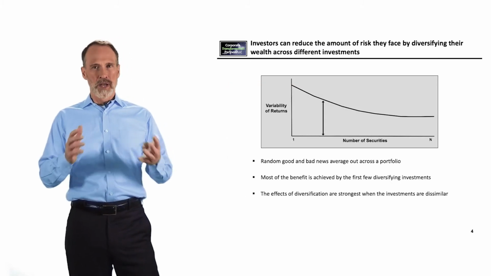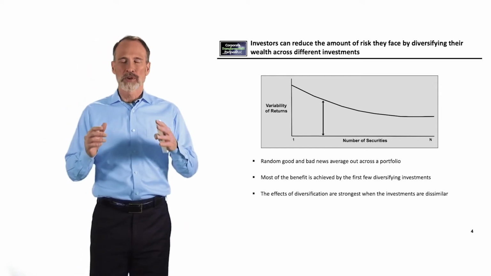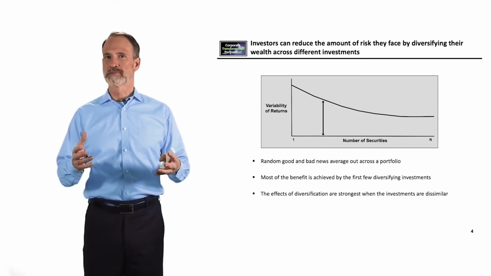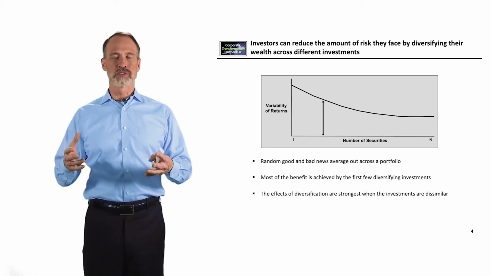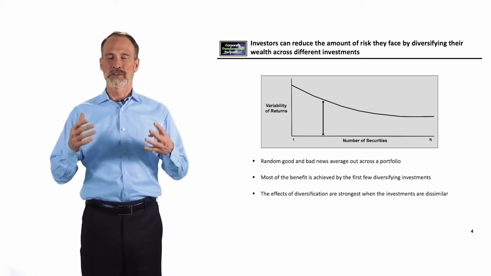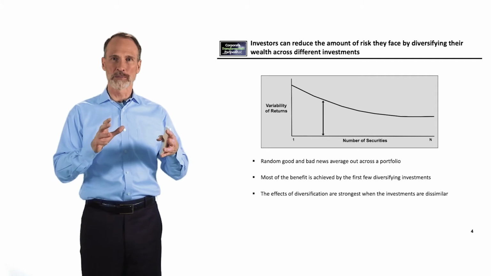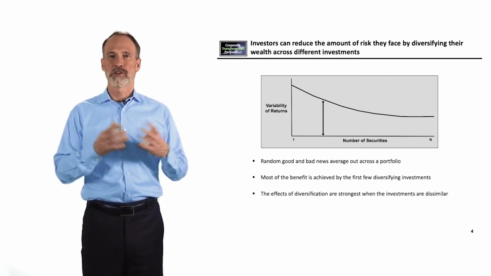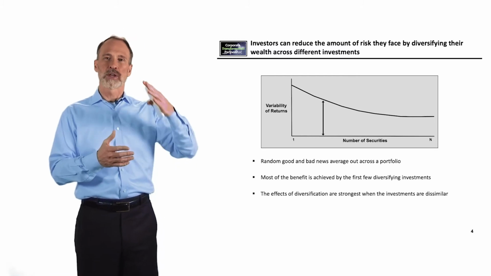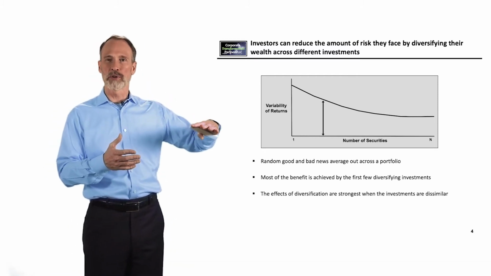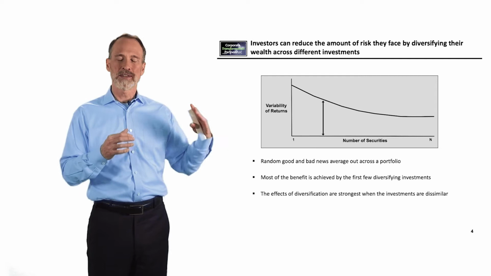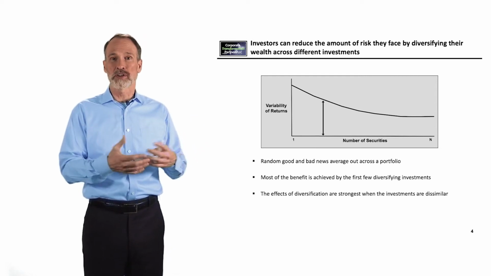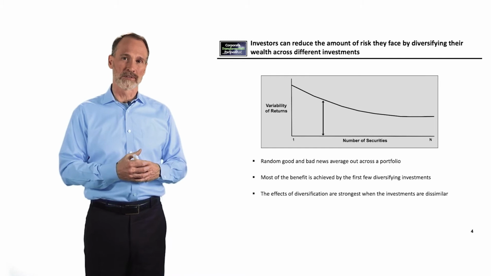So another factor comes into play when you take the perspective not of a CEO, but of an investor. What an investor can do that a CEO can't do is diversify their investment portfolio across many different companies. And you all know what happens here, right? As you add more and more companies to a portfolio, the random good and bad news across the portfolio tends to cancel out.